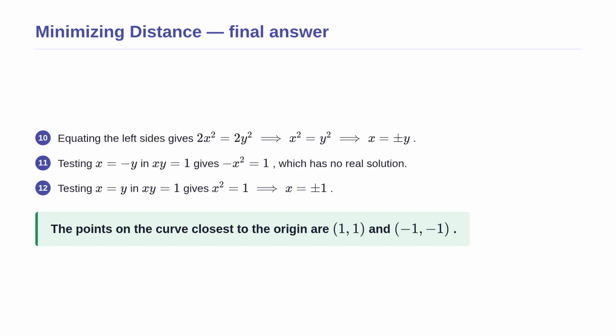Because both 2x squared and 2y squared equal the same thing, they must equal each other. Dividing by 2, we see that x squared equals y squared, meaning x must equal positive or negative y. If we test x equals negative y in our constraint, we get negative x squared equals 1, which has no real solution. So we must use x equals y. Substituting this gives x times x equals 1, so x squared is 1. Taking the square root, x is positive or negative 1. This gives us our final closest points, 1, 1 and negative 1, negative 1.